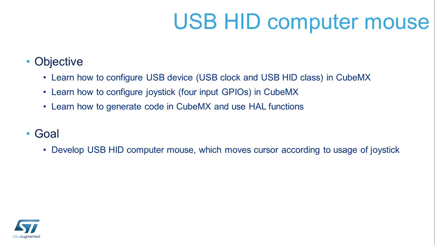In this session, we will learn how to use the HID class to communicate with a computer. We will learn how to properly set up the USB clock, as the peripheral uses MSI at 48 MHz. As this source is an inaccurate source, to improve its accuracy, we will use LSE to trim it. Additionally, we will configure the joystick as input pins, and each pin will correspond to a mouse coordinate. We will use STM32CubeMX to configure the peripherals and generate code for them. So the overall goal is to develop a USB HID computer mouse application whose cursor moves according to the joystick usage. Let's now open STM32CubeMX to start generating our code.